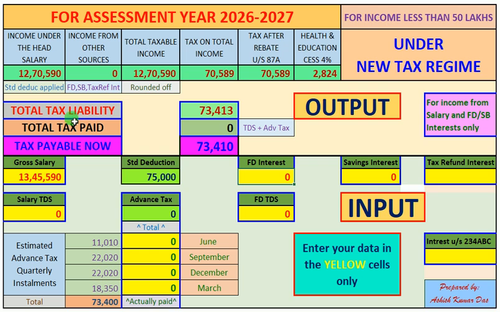And as you can see, if your total income after standard deduction of 75,000 is 12 lakh 70,590, then only that amount which exceeds 12 lakh, that is 70,590, this much is the tax you have to pay. And this is just an example, and if your income is more, then of course you have to pay more tax.